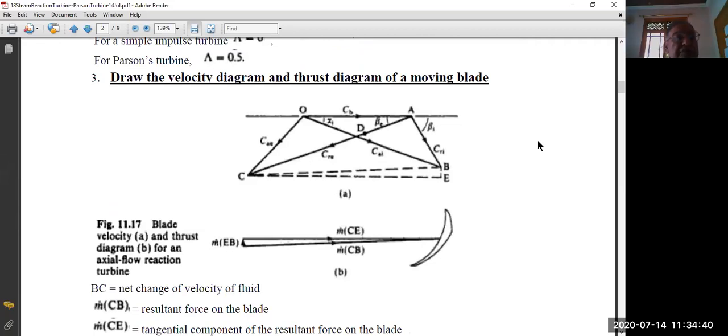Figure 11.17, blade velocity. And Chassiar, Arshad, if you are watching this activity, please inform me who the hell is doing this. Some sound I can hear, very loud sound, some recorded sound.